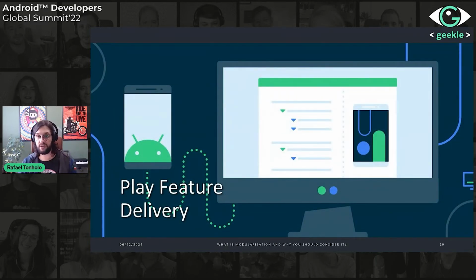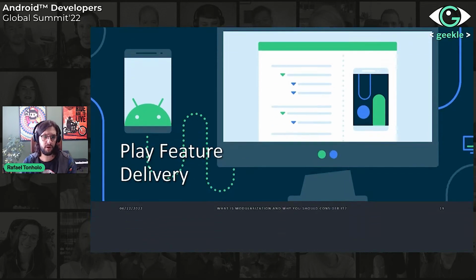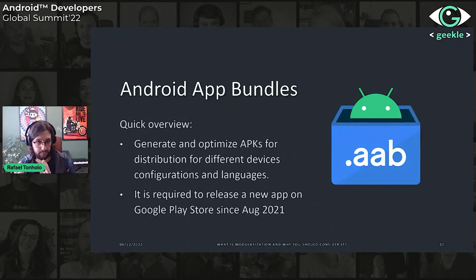And after talking about modularization, I feel I could not forget to talk about Play Feature Delivery, which in my opinion is the good nugget of modularization. And talking about Play Feature Delivery, I need first to give a brief overview of what Android App Bundles are. I'm not here to talk in depth about app bundles, but I will give just an overview of it.